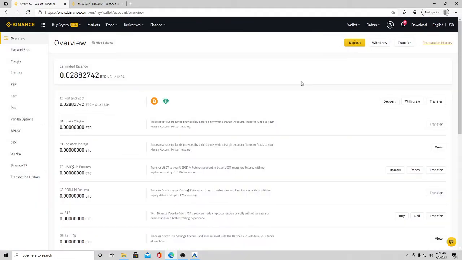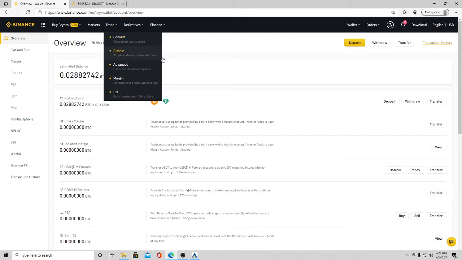And I transferred some Bitcoin here. So right now I have $1,612. This was transferred from my outside wallet to my Binance wallet. And to transfer this, we have to convert this first to the USDT, which is the Tether coin. So it's very easy to convert.